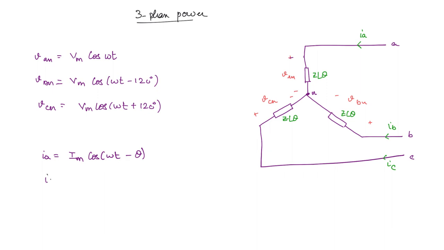Then what will be iB? This will be Im cos(omega t minus theta minus 120 degrees). It will be lagging the current iA by 120 degrees. And iC is going to be Im cos(omega t minus theta plus 120 degrees).